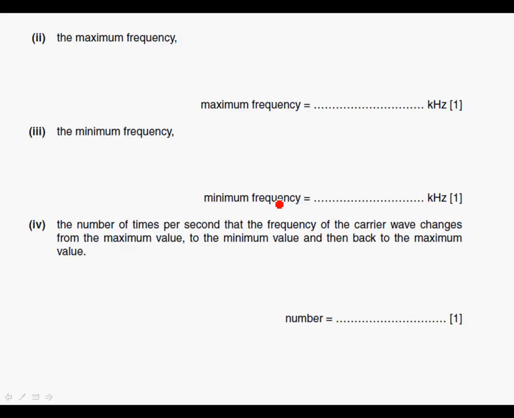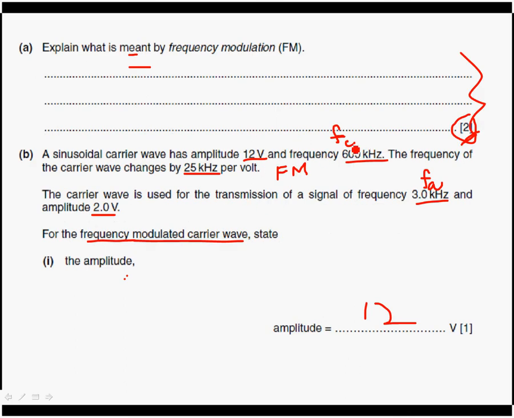Next question is the maximum frequency. Now the frequency of the carrier wave is 600. Now you're going to change this frequency. How much to change depends on the displacement, right? The maximum displacement of the audio signal is 2 volts. Now that is 25 kilohertz per volt. So if my audio wave has 2 volts there, then the carrier wave should change by 50 kilohertz.